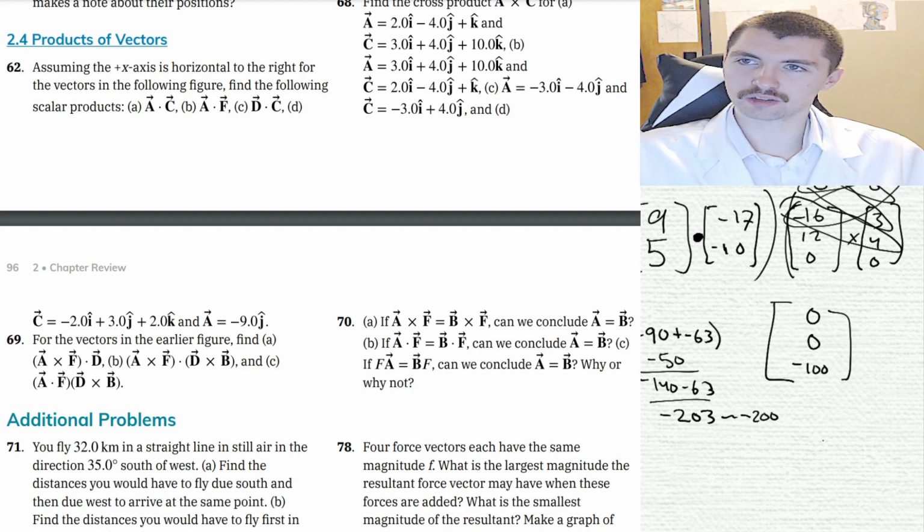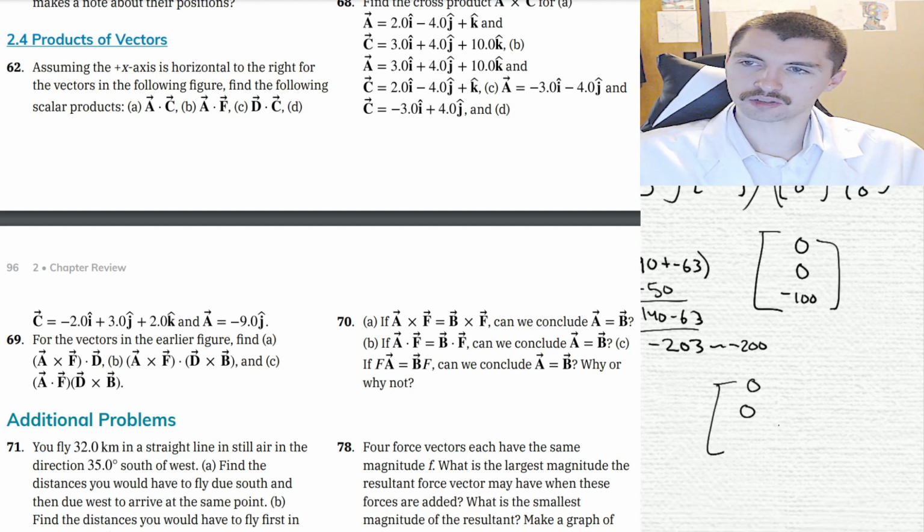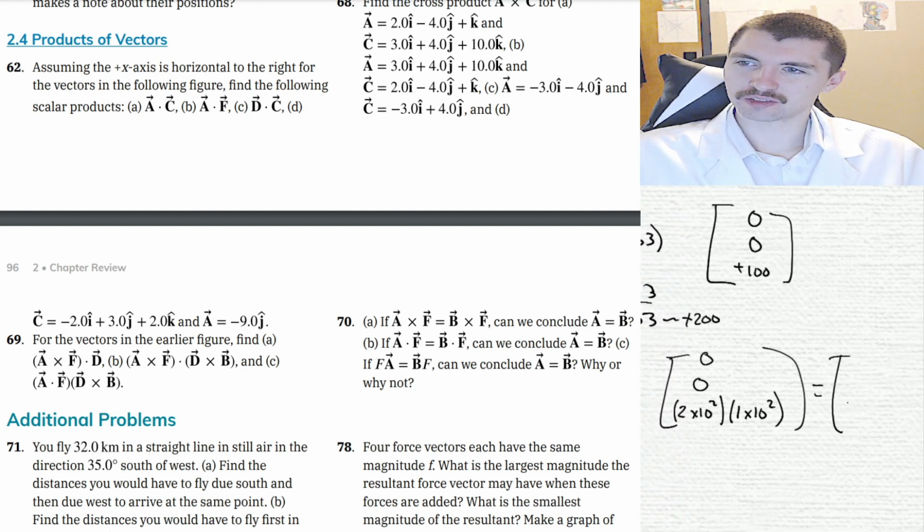So we're going to get a vector that's 0, 0. It's going to be a positive number because these are being multiplied. 200 times 100, so that is basically saying 2 times 10 to the 2, 1 times 10 to the 2. So does that get us 3 times 10 to the 4, question mark.